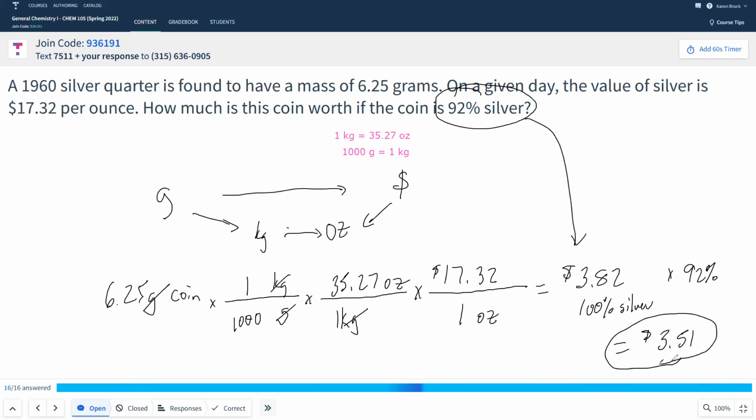All right, any questions with this particular example problem?